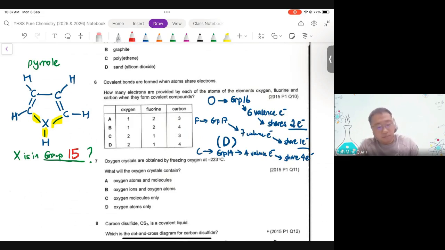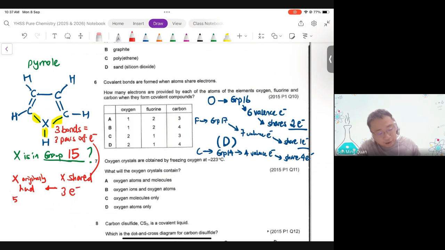If it has 3 bonds, it means there are 3 pairs of electrons shared, right? You share one, I share one, we make a pair. That means X shared 3 electrons with the other atoms around itself. If X shared 3 electrons, it means X originally had 5 valence electrons. That's the idea. Because X has 5 valence electrons, it needs 3 more electrons. If you need 3 more electrons, you share 3 electrons. So the answer is 15.